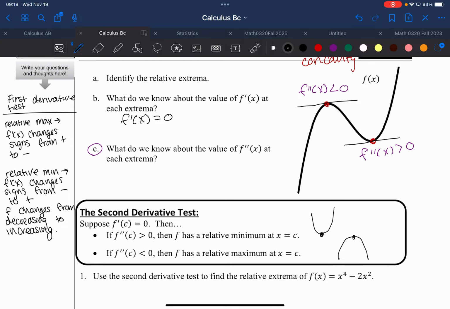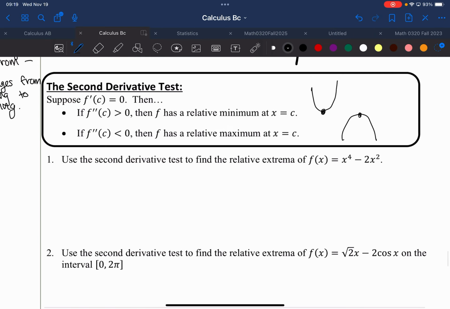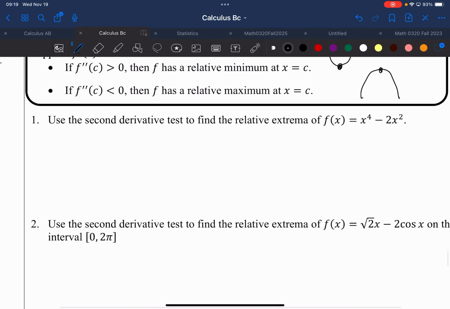Okay. So in the first example, it says use the second derivative test to find the relative extrema of f of x is equal to x to the fourth minus 2x squared. So that means we need to take the second derivative. So first, I'm going to take the first derivative. So what would the first derivative be?